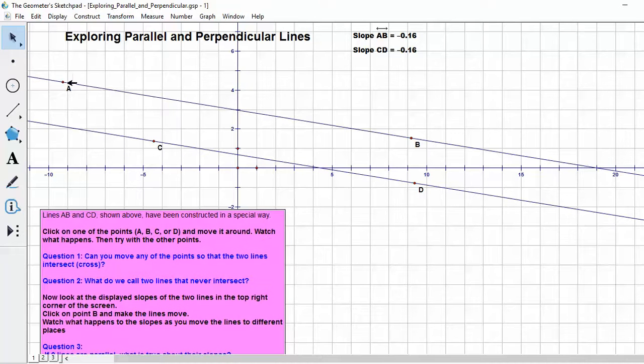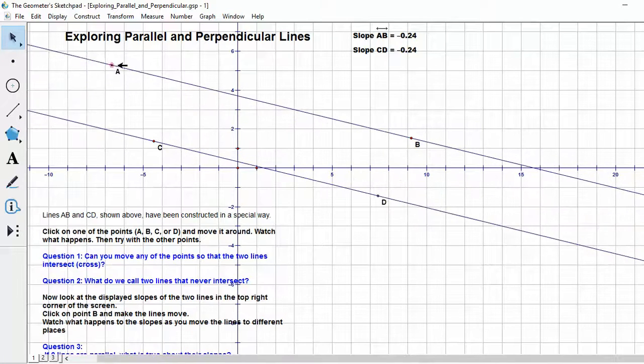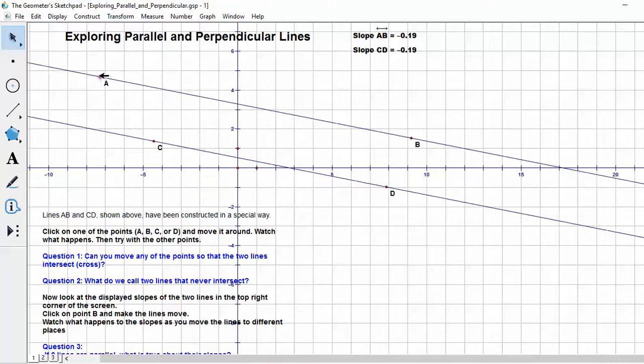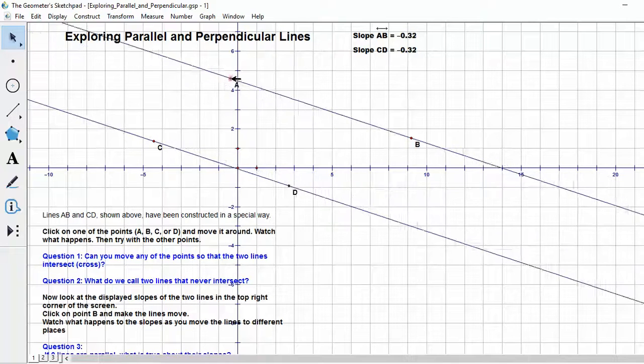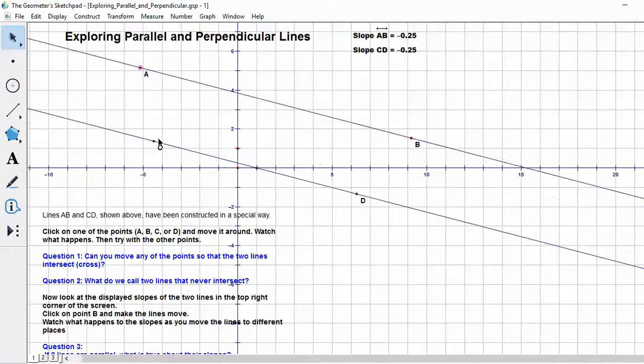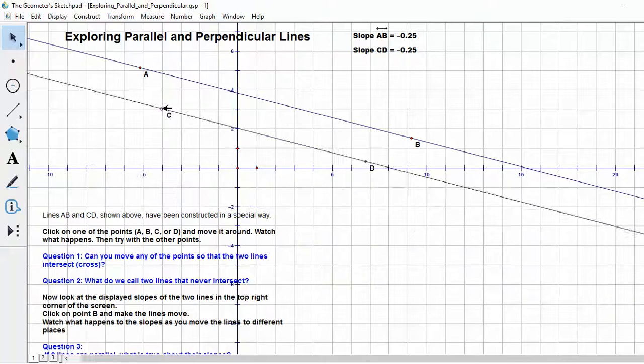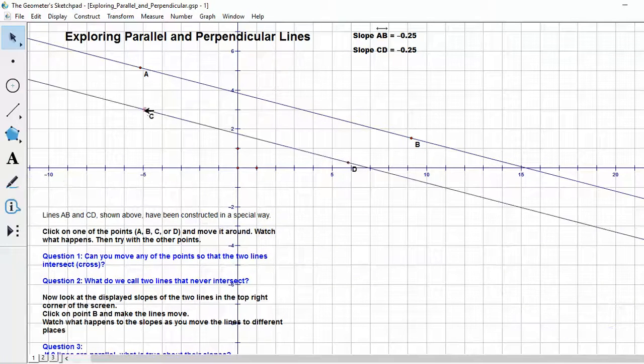There are some constructed lines here, and then there are some questions down here. It says that lines AB and CD have been constructed in a special way. Click on one of the points, move it around, and watch what happens. I did A already. I moved A. I can try it with C. Oh, when I move C, it moves this line up and down.